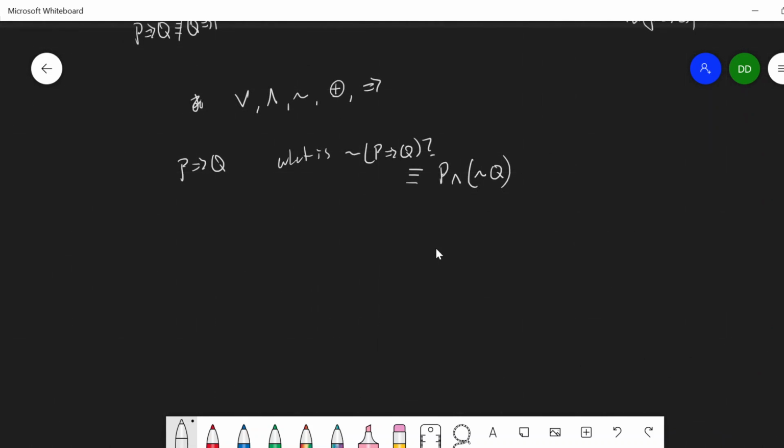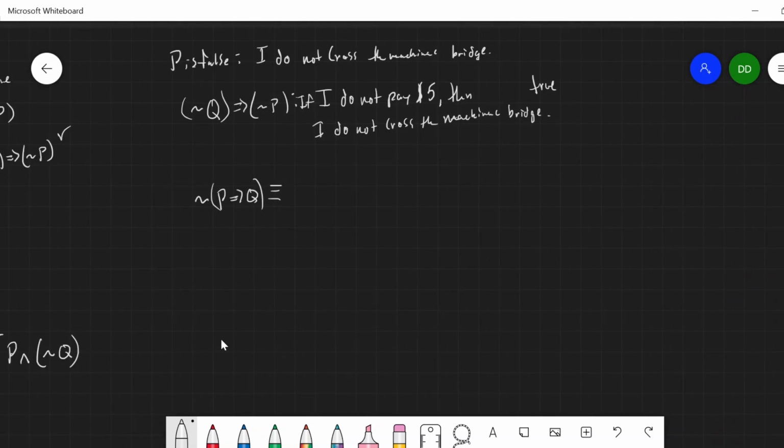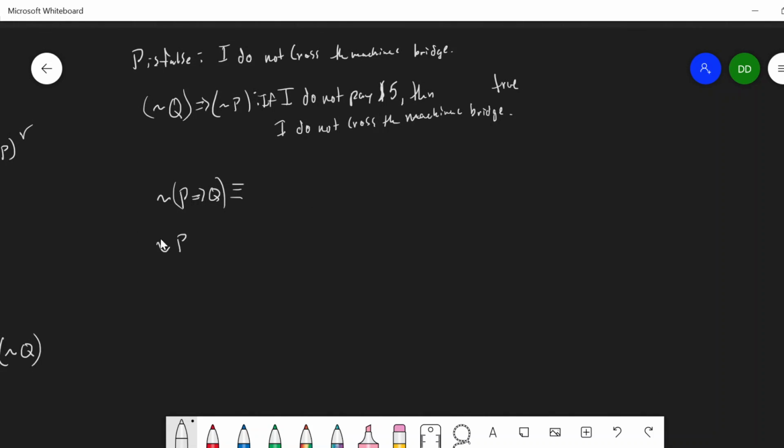Well, that's first by proving something pretty interesting, and that is that we can rewrite an implication without using the implication, that this is really made up of these other operations. In particular, P implies Q is equivalent to not P or Q. So how does that make sense? Let's look at our example. Not P or Q. So that would be, I do not pay $5. I do not cross the Mackinac Bridge. P was cross the Mackinac Bridge.